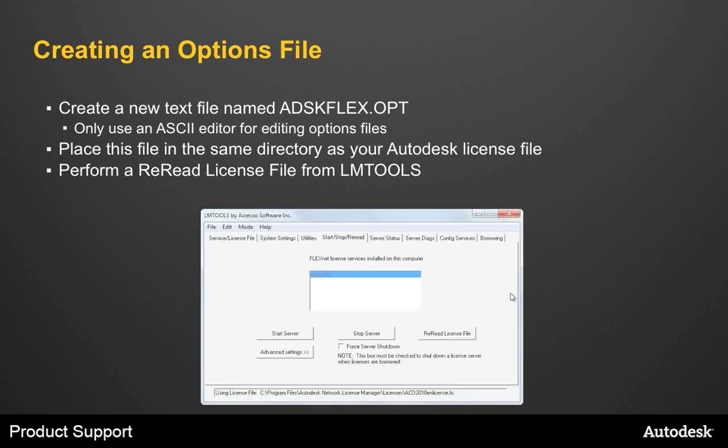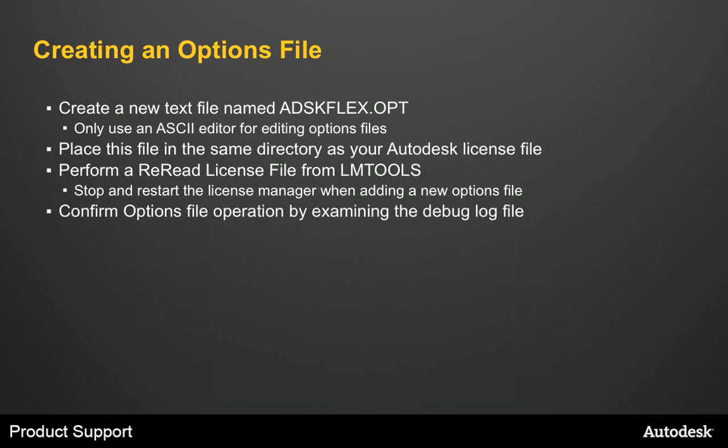Once there, you'll launch LM Tools and perform a reread license file. If you've added an options file for the very first time, I recommend you just stop and restart the license manager. Oftentimes a reread does not work properly when an options file is being added for the first time, as opposed to making edits to an existing options file. Once done, you then want to confirm the options file operation by looking at the debug log file.